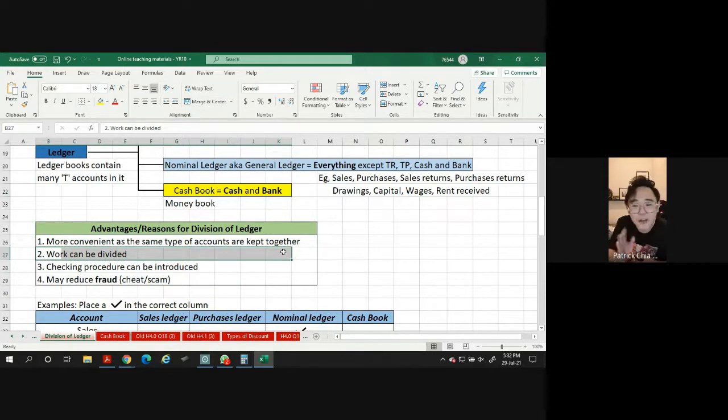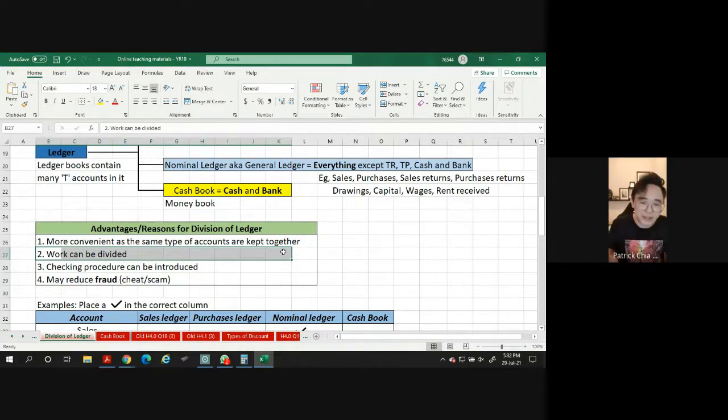If they ever ask you what are the advantages of having books of prime entry, having ledgers, then you ask yourself, how many ledgers do we have? How many books of prime entry do we have? Books of prime entry we have 7. Ledgers we got 4. So if we have so many, that means work can be divided already. So I don't need one fellow to do everything.